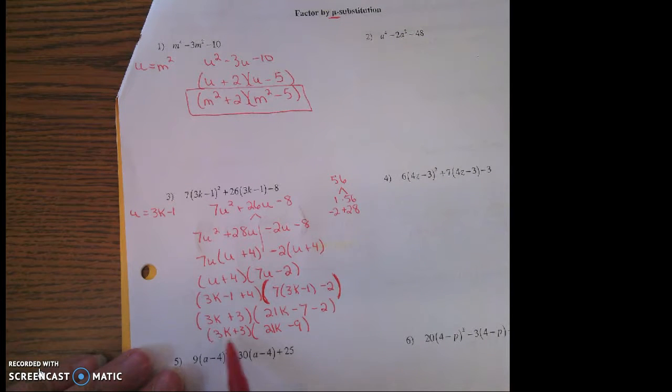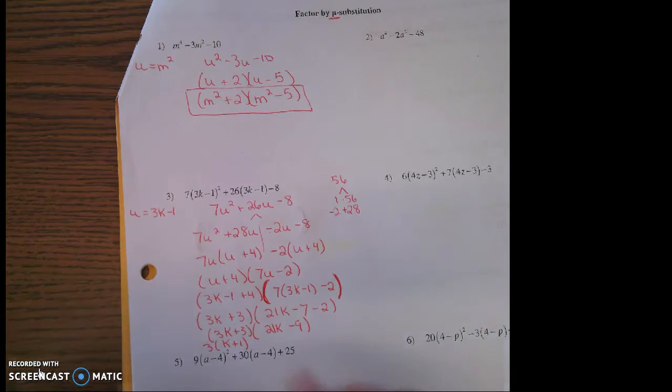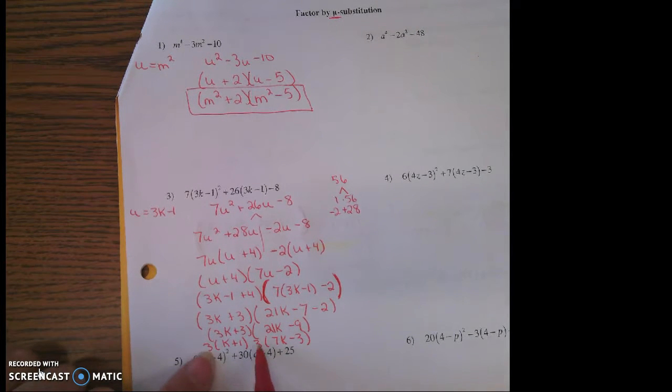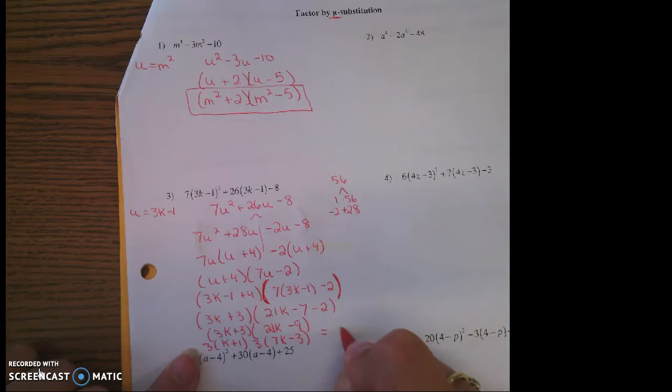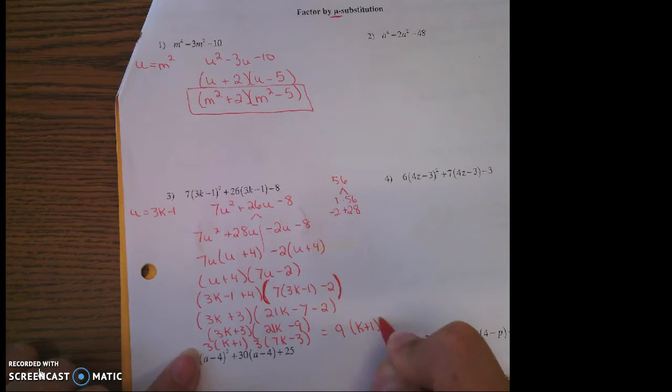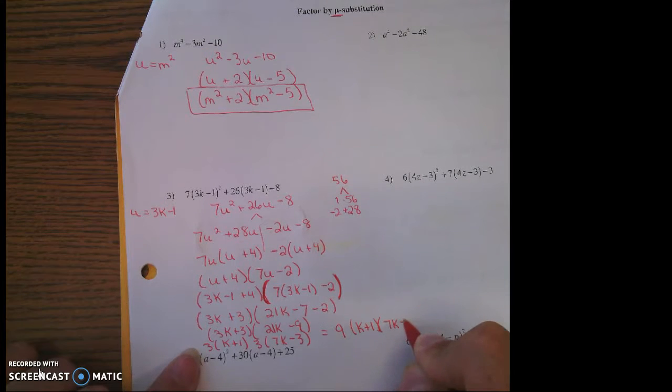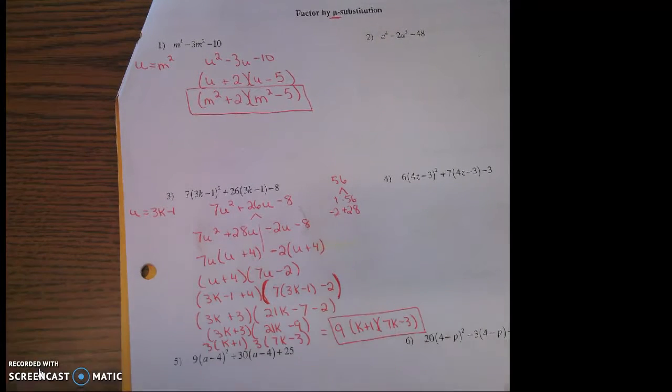Can this be factored more? Oh, yes, it can. There is a 3 that is a greatest common factor. Can this be factored more? Yes. There is also a 3 that's a greatest common factor. So the way to write this now is to pull both 3's in front and multiply them together. So final answer simplified is 9, the factor k plus 1, and the factor 7k minus 3. So there is your answer.